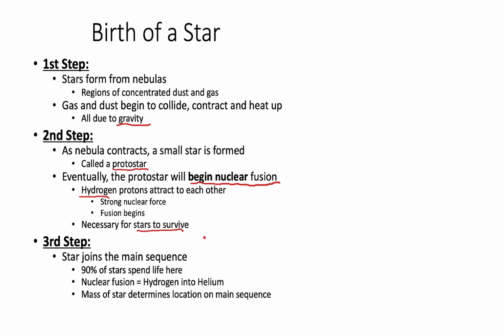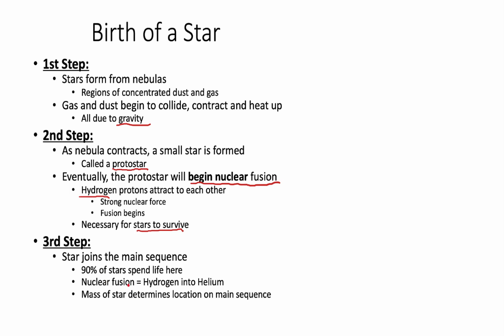They need hydrogen. Now, third step, okay, the star, let's consider it like a teenager, is now going to join the main sequence. And I'm going to show you what that looks like. It's going to join the main sequence. So this is like a line where stars are located based on their temperature and their luminosity. Now, stars spend 90% of their life here. So it's like us human beings. We spend the majority of our lives working. So think about it, the stars have now reached adulthood and they're just working their little butts off. Okay, they spend 90% of their life here.